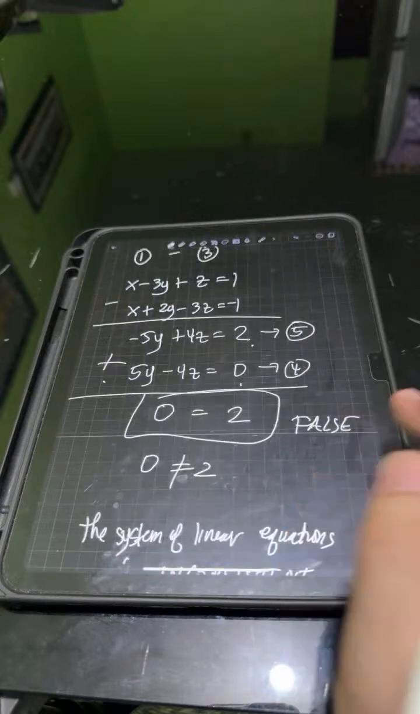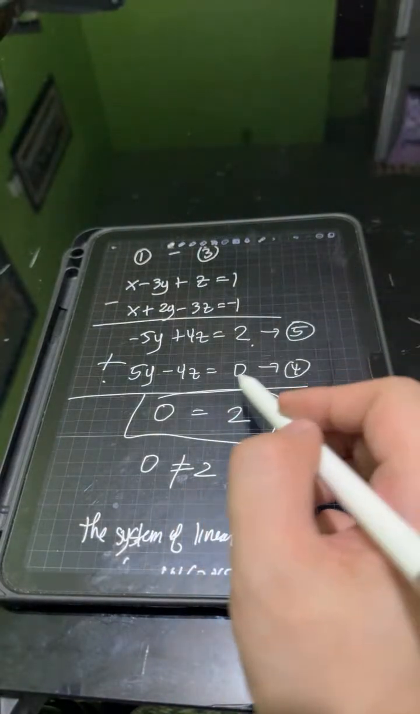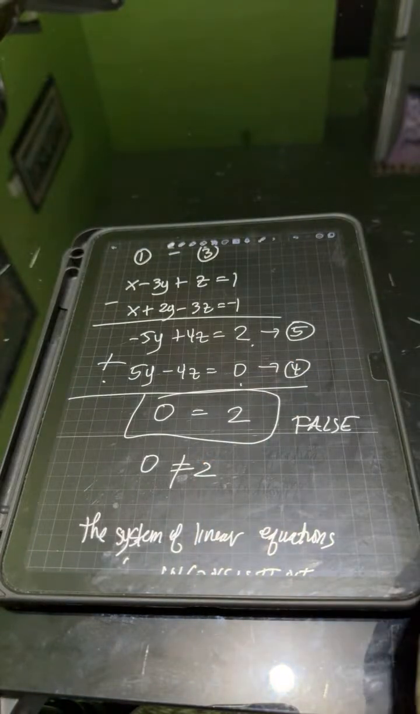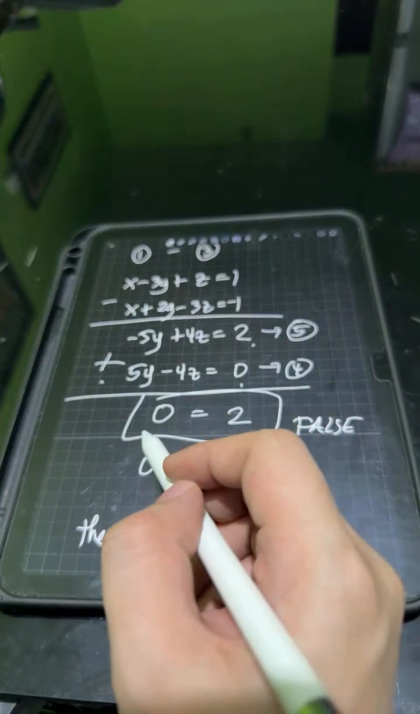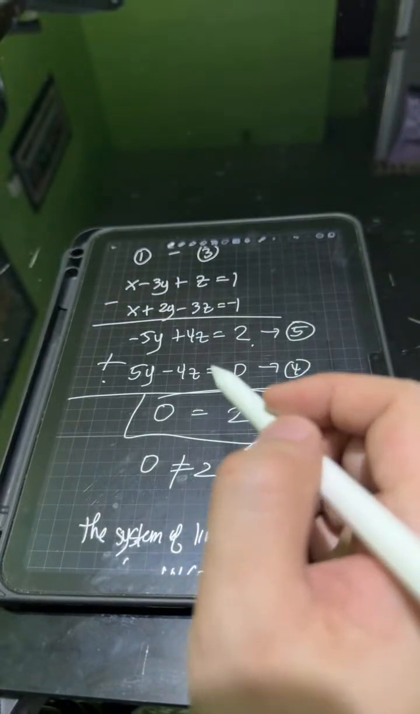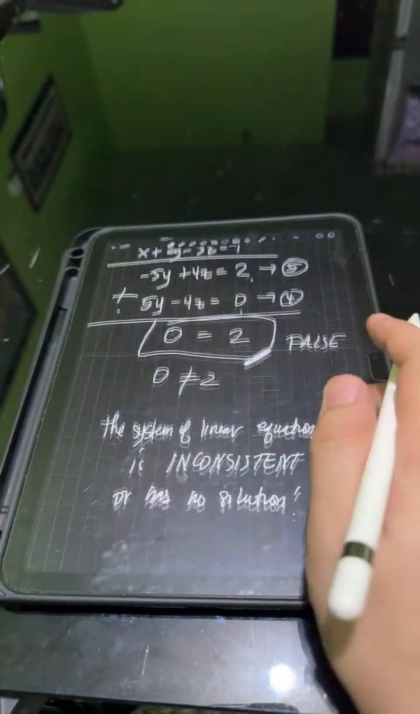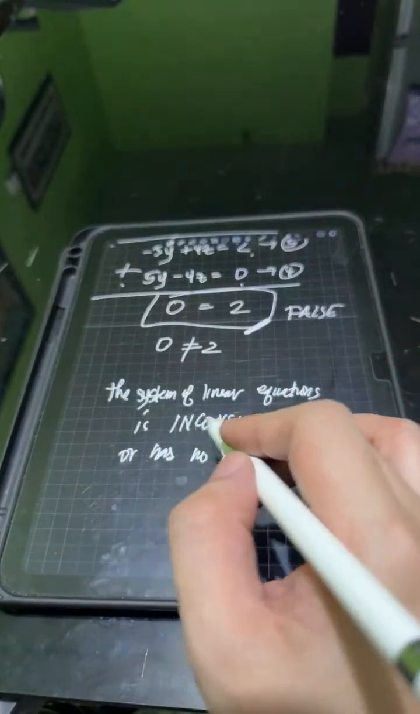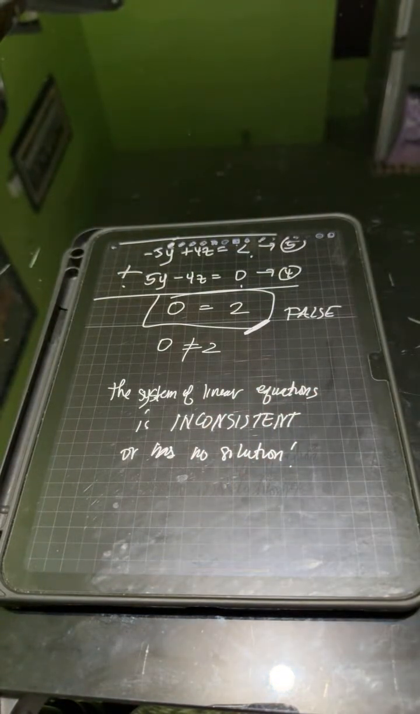So once you encounter a false equation or statement when you do the elimination method along the steps like this, we encounter an expression that is not true, or an equation that is not really equal. The left and right side are not equal. It means that the system is inconsistent, or it has no solutions. Okay.